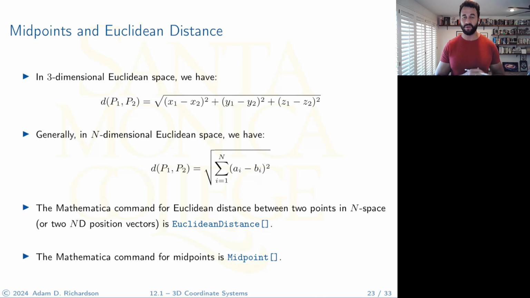So if you wanted to do this quickly or you're working in larger dimensional space, just use the function EuclideanDistance. If you want to find the midpoint, just use the function Midpoint. And again, if you click on these links, they will take you to the documentation for those commands so you can see them, you can practice them there. That's the idea, just see all the syntax and examples.